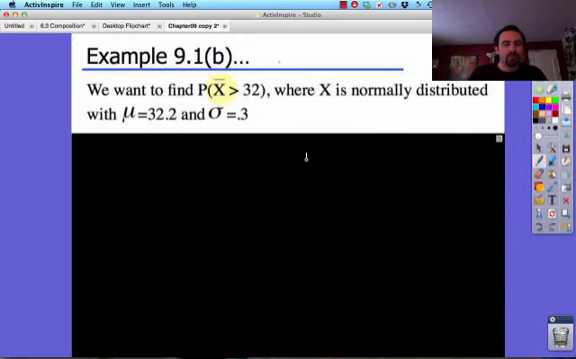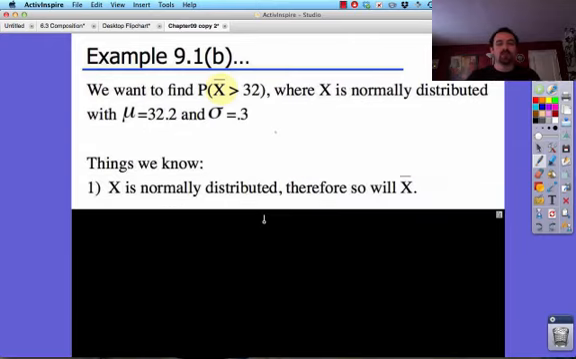So, we want to find the chance now that the average is 32 or bigger. Not the individual bottle, but the average of 4 bottles is 32 or bigger. So now we're talking about a sampling distribution. The distribution is not individuals. It's a distribution of samples. All the samples are size 4.